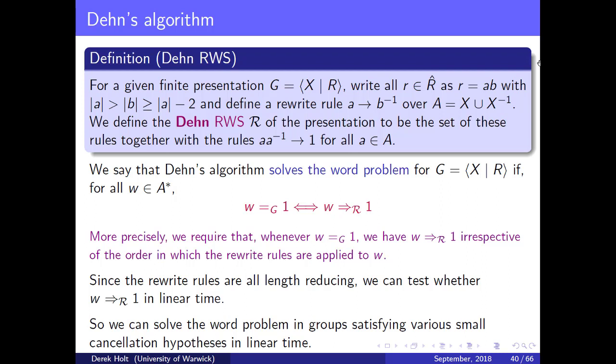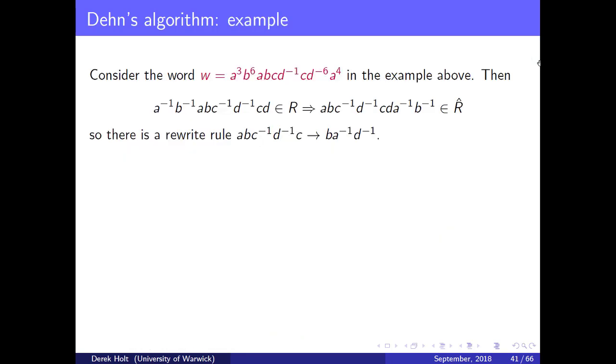Since they're all length reducing, this means that under the hypotheses of the Lyndon and Schupp small cancellation theorem, we can solve the word problem in linear time using that presentation. So, here's an example. That's why I wanted to leave this example up.